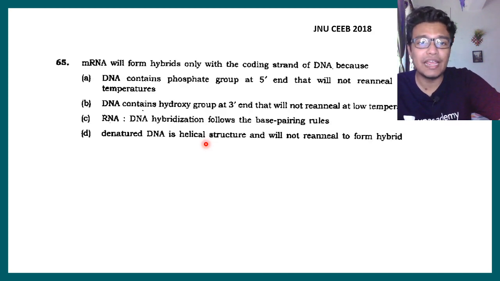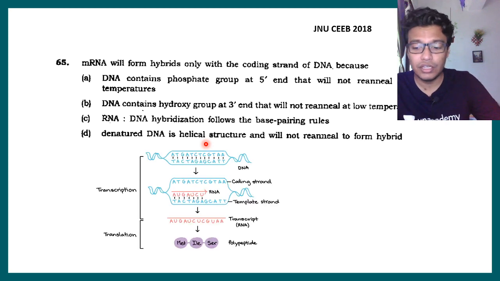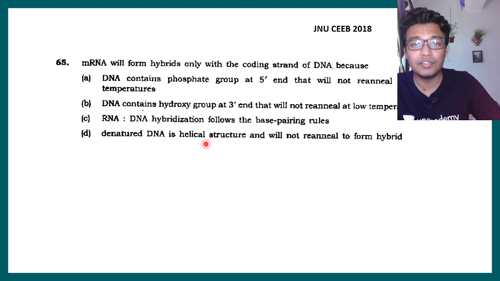Okay, another question. mRNA will form hybrids only with coding strand of DNA because DNA contains phosphate group at 5' end that will not reanneal at high temperature. DNA contains hydroxy group at 3' end that will not reanneal at low temperature. RNA DNA hybridization follows the base pairing rules. Then denatured DNA is helical structure and will not reanneal to form hybrid, right?